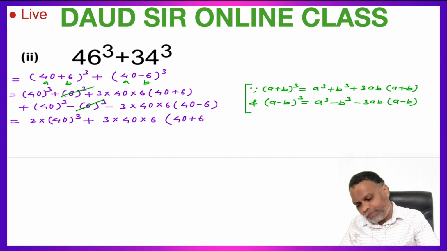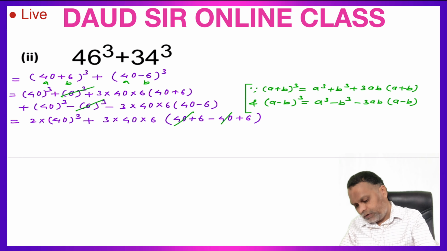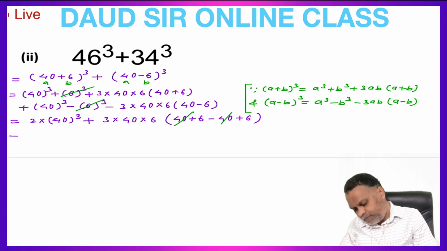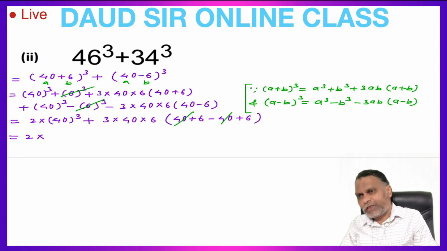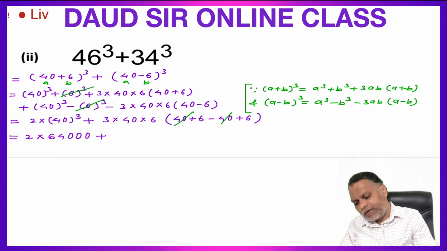So it will be minus 40 plus 6. Simplify this: negative 40 and positive 40 cancelled, which is equal to 2 into 40 cube. 4 4s are 16, 4 16s are 64, and put 30 plus 3 6s are 18, 18 4s are 72, and 0, 720 into 6 plus 6, 12.